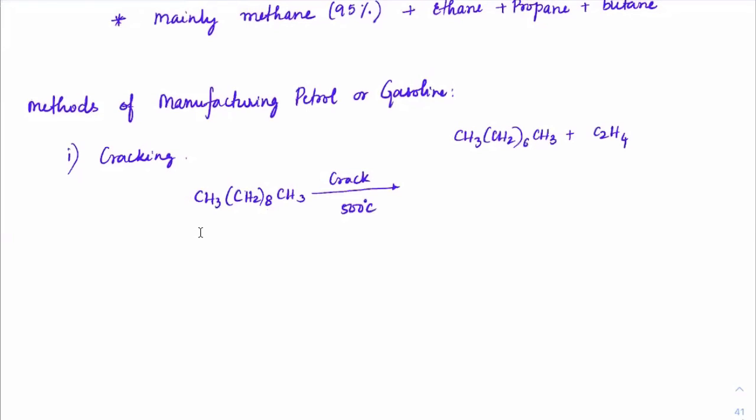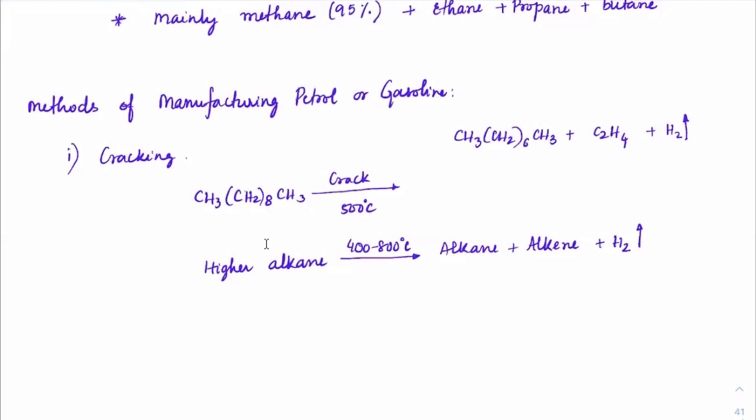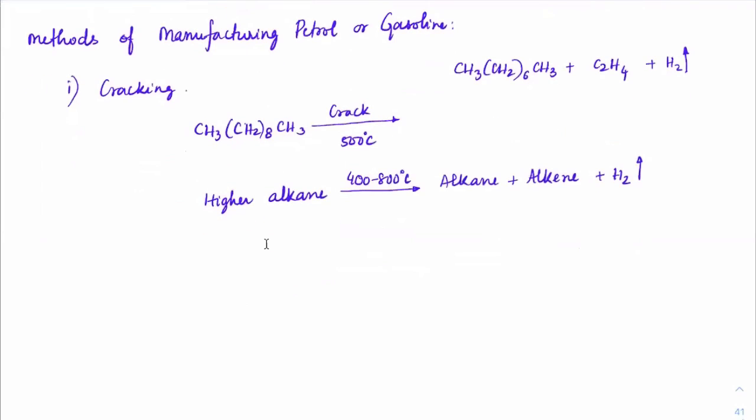Okay, so whenever we do cracking, hydrogen gas is released. Got it? Understood? Because at high temperature, hydrogen gas will release. So one part of that would become alkene. Clear, beta? So the overall reaction is this: any higher alkane in the range of 400 to 800 degrees centigrade on heating, you will get an alkane, an alkene, and an H2. It's very high. It's around 87, I guess, 87 kilojoules per gram. Not required for your exam, don't worry.